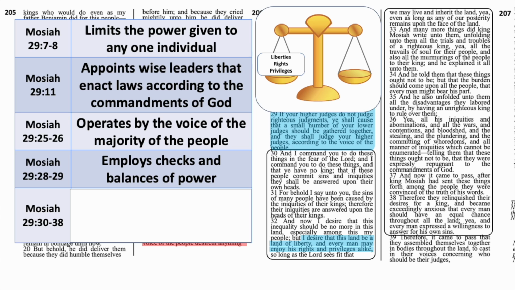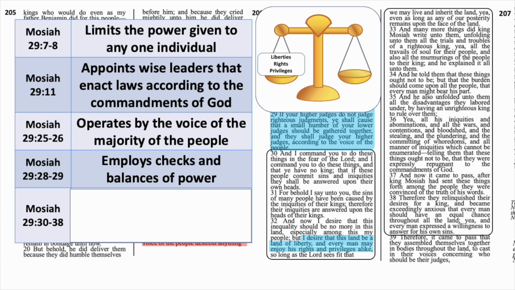Mosiah is going to make an interesting point about being a king. Let's pick it up in verses 30 through 31. And I command you to do these things in the fear of the Lord. And I command you to do these things, and that ye have no king. That if these people commit sins and iniquities, they shall be answered upon their own heads. For behold, I say unto you, the sins of many people have been caused by the iniquities of their kings. Therefore, their iniquities are answered upon the heads of their kings. And so with all that power that's given to kings, there's something else that goes with it. Accountability. Accountability for the actions of his people.